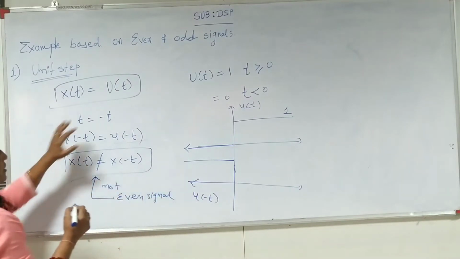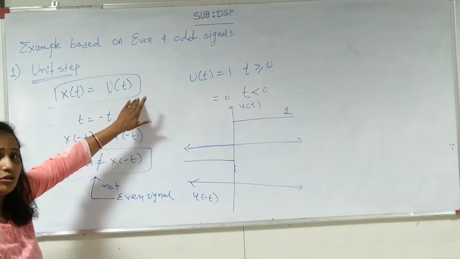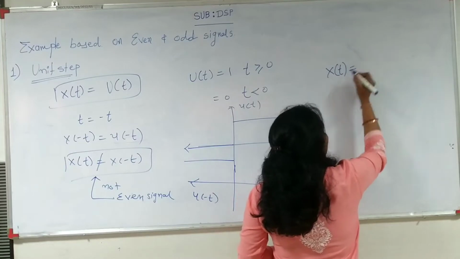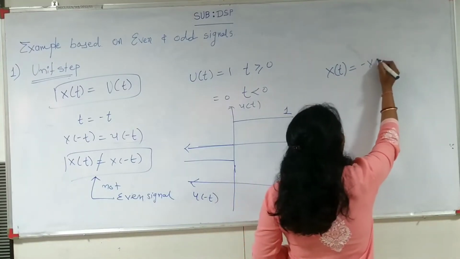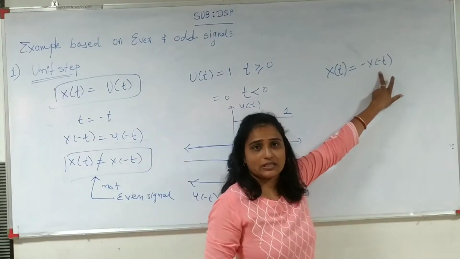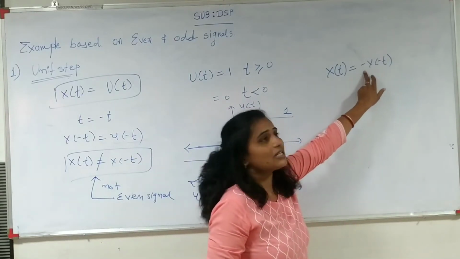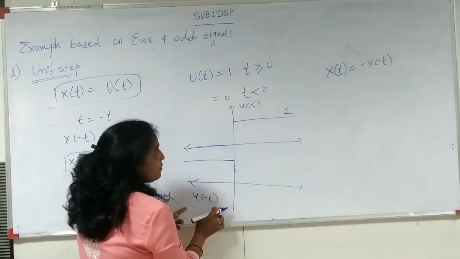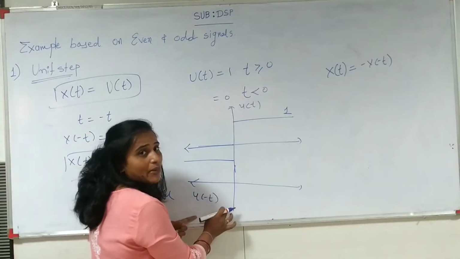Now we will check whether the unit step is an odd signal or not. What is the condition of an odd signal? x of t is equal to minus of x of minus t. We have already found x of minus t. We just have to reverse the amplitude of our original signal. This one is my x of minus t, or we can say it's u of minus t.